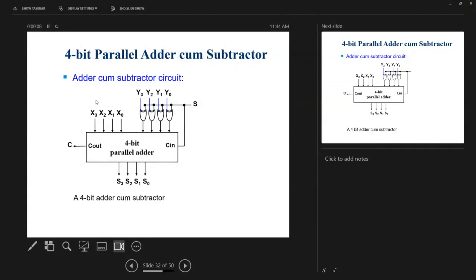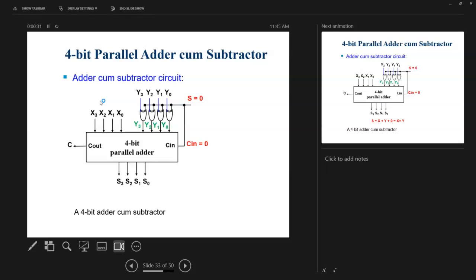Yes. So this is my A, this is my B, and this is my S. Now there are two possibilities for the adder cum subtractor. When S is equal to 0, Cin will also be 0 because Cin is connected to S. So we are adding. When S is equal to 0, y3 will pass here, y2 will pass here, y1 will pass here because it's not complemented.